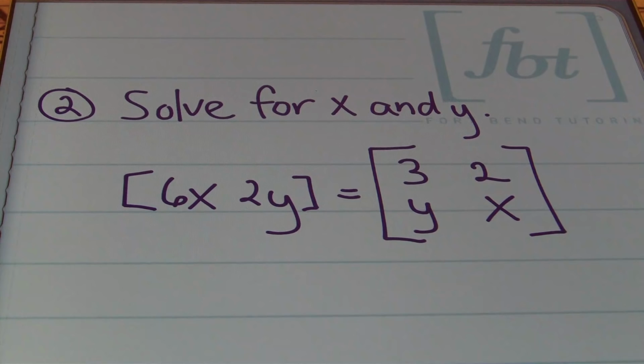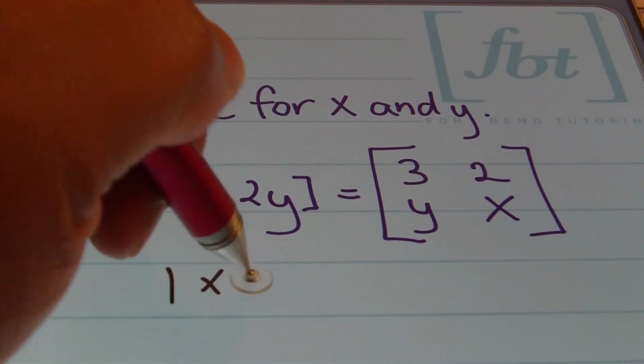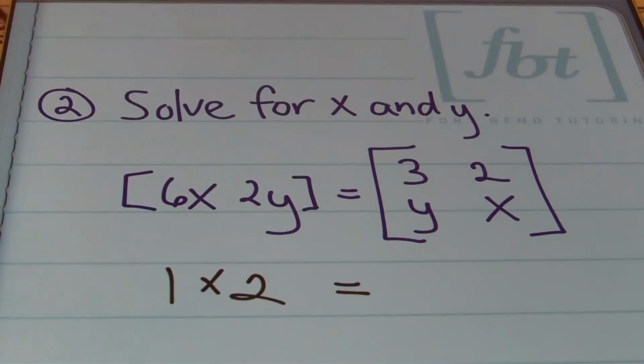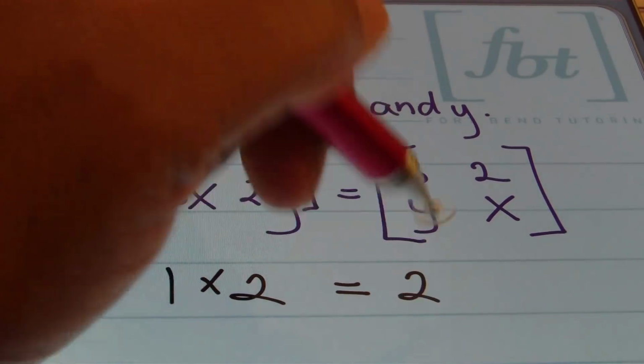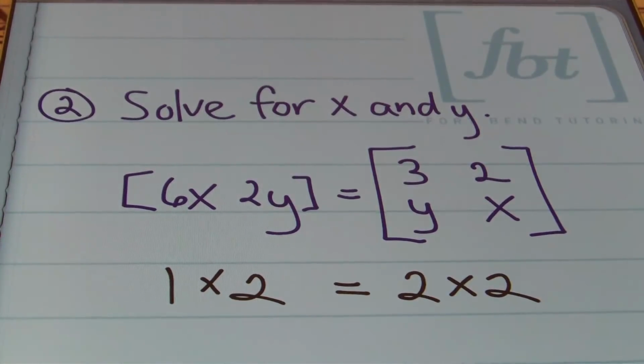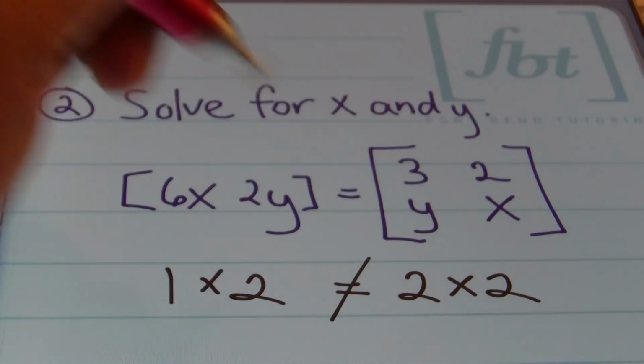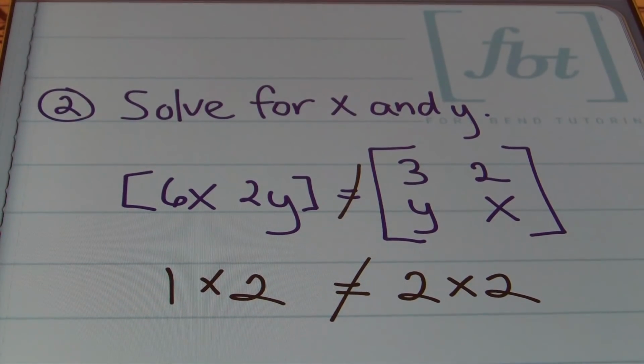So can we solve this problem, ladies and gentlemen? No, we can't, because the dimensions of our first matrix are 1 by 2, and it's being set equal to a 2 by 2. That means these matrices cannot be equal to one another. There's no way they're going to be equal. Therefore, there's no solution to this problem.